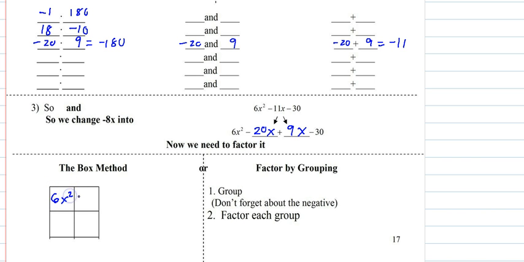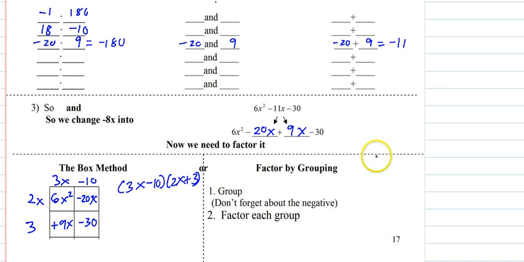So we put 6x squared minus 20x plus 9x minus 30 all in one box. And then factor. So 6 and 20 have a 2 in common and an x. 9 and 30 have a 3 in common, and then going vertically they have a 3 and an x, and then they have a negative 10. And check it. 2x times 3x is 6x squared. 2x times negative 10 is negative 20x. 3 times 3 is 9, and 3 times negative 10 is negative 30. And that is our fully factored form.